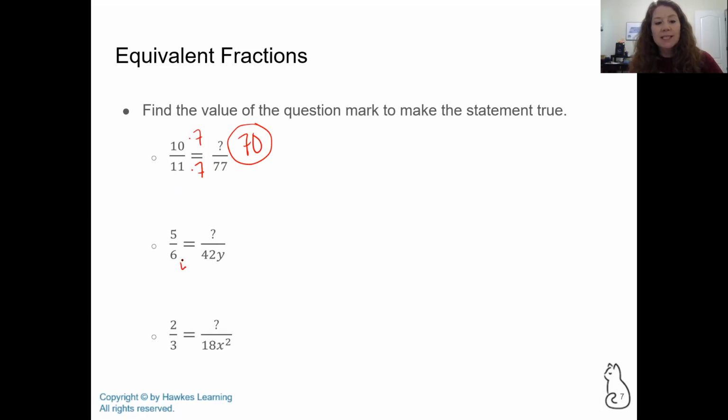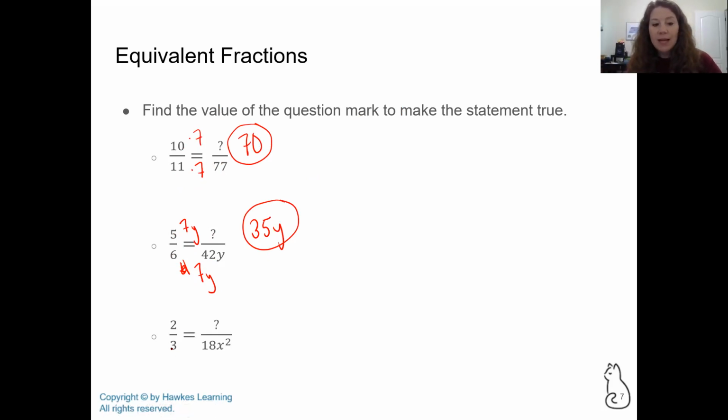Well, I would multiply by 7y. So I'm going to multiply the top by 7y. So 5 times 7y is 35y. Whatever you do to one of them, you must do to the other.